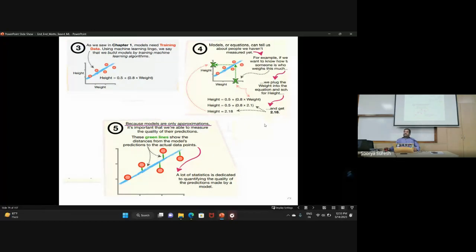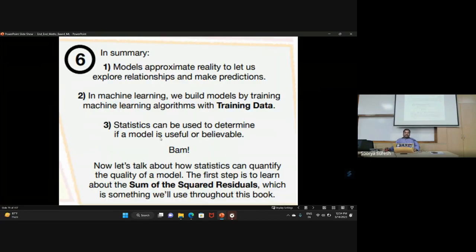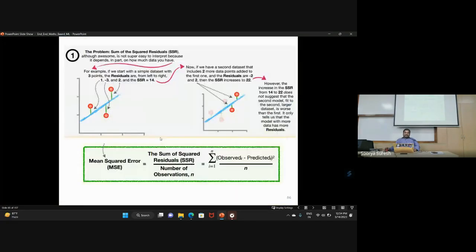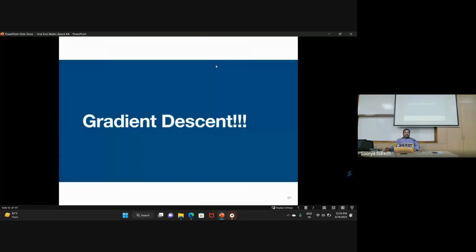y equal to mx plus c. We need m and c. If we know the optimal m and c, then we can draw a line, right? And then we can decide which is the best line. But how to choose m and c? That's what we are going to study post lunch, and that is called gradient descent. Gradient descent is an excellent technique which we use to select m and c, which are real numbers.